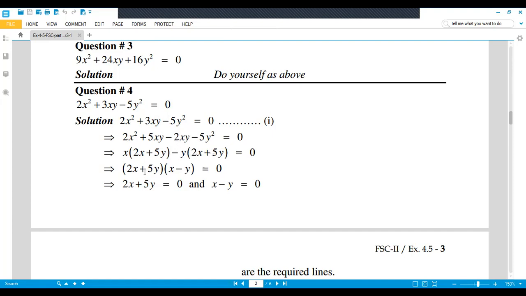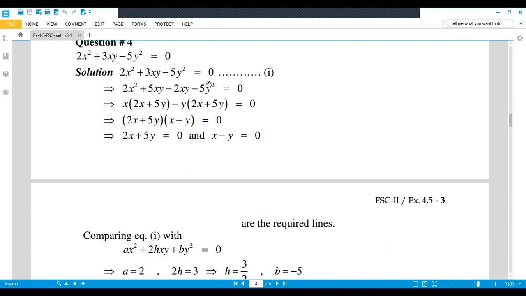So 2x plus 5y you take common, so x minus y. So the required equation of lines are 2x plus 5y and x minus y. So these are the required equations of line. Now you have to find the angle. So how can you find the angle? The original equation, you compare it with the homogeneous equation. Compare equation 1 with ax square plus 2hxy plus by square. So the coefficient of x square is a, so a is equal to 2, and the coefficient of xy is 2h, 2h is equal to 3, so h is equal to 3 over 2, and b is minus 5.